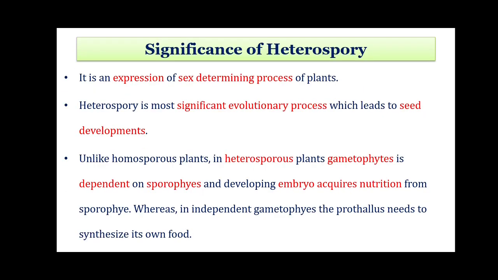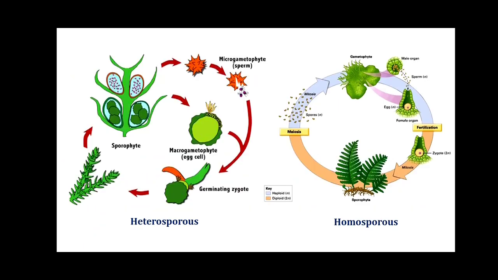Still, heterospory has some significance, such as this is the expression of the sex determining process in the case of plants. There is a development of the microspore, which is the male gamete, and there is a development of the egg, the megaspore, which is the female gamete. Now it is a significant evolutionary process toward the development of seed. Unlike the homosporous condition, in a heterosporous plant the gametophyte is dependent on the sporophyte and the embryo acquires nutrition from the sporophyte itself. So this is how heterospory significance is given.